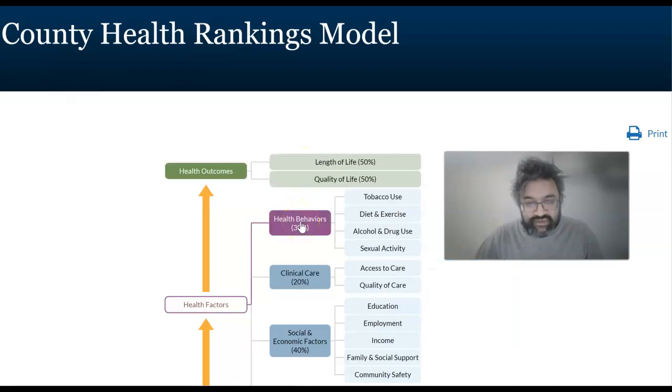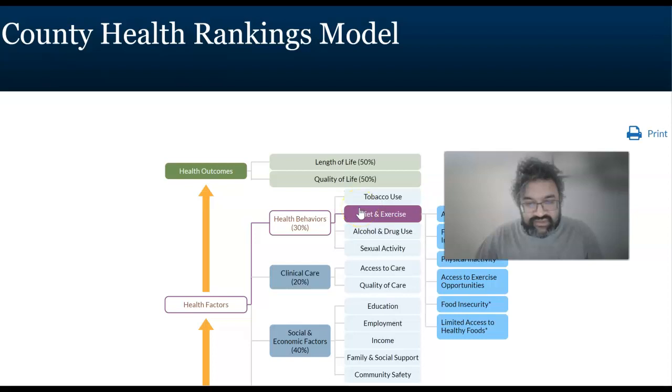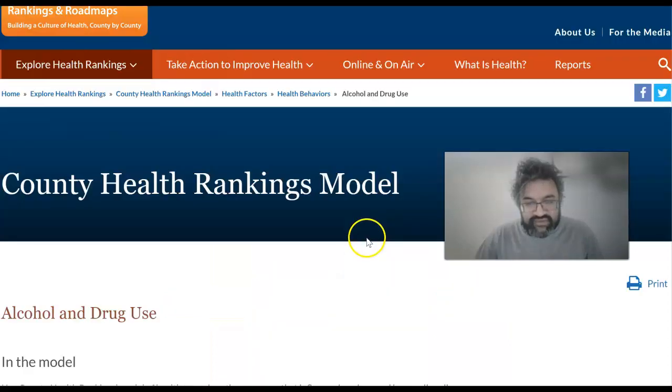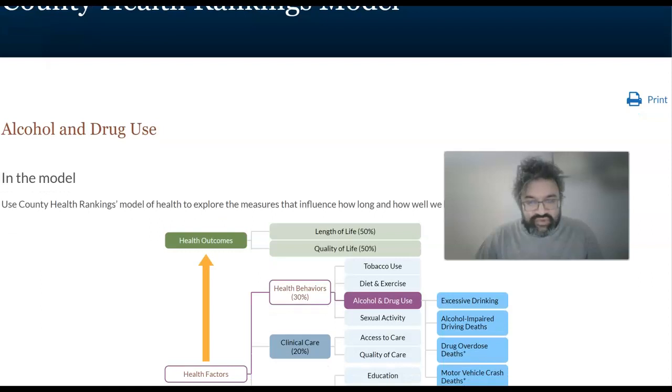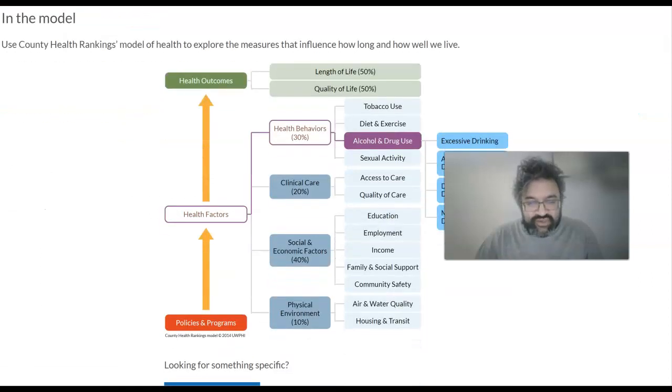Then you can go into health behaviors, which is part of health factors, and then take a look at these. Adult smoking. There's data available for adult obesity, food environment index, physical inactivity, access to exercise opportunities, food insecurity, limited access to healthy foods. Then you have alcohol and drug use, and you kind of see, if you click on one of them, like alcohol and drug use, it will give you a little bit more to explore.